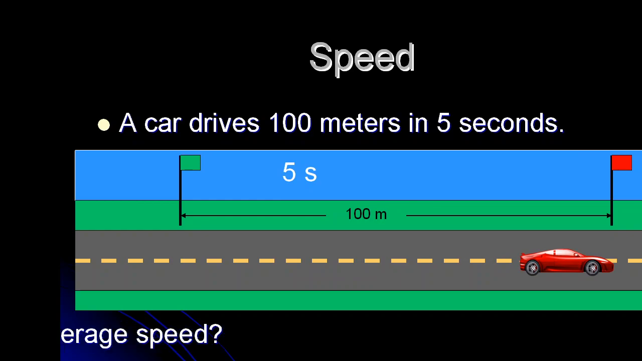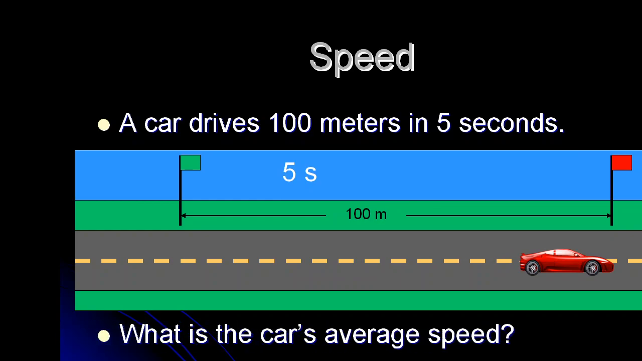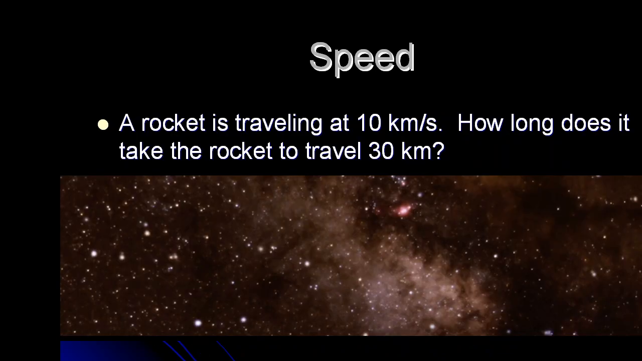All right. So what is the car's average speed? 100 meters distance, 5 seconds time. Distance divided by time. 100 meters divided by 5 seconds is 20 meters per second. Everybody good? Pretty straightforward.